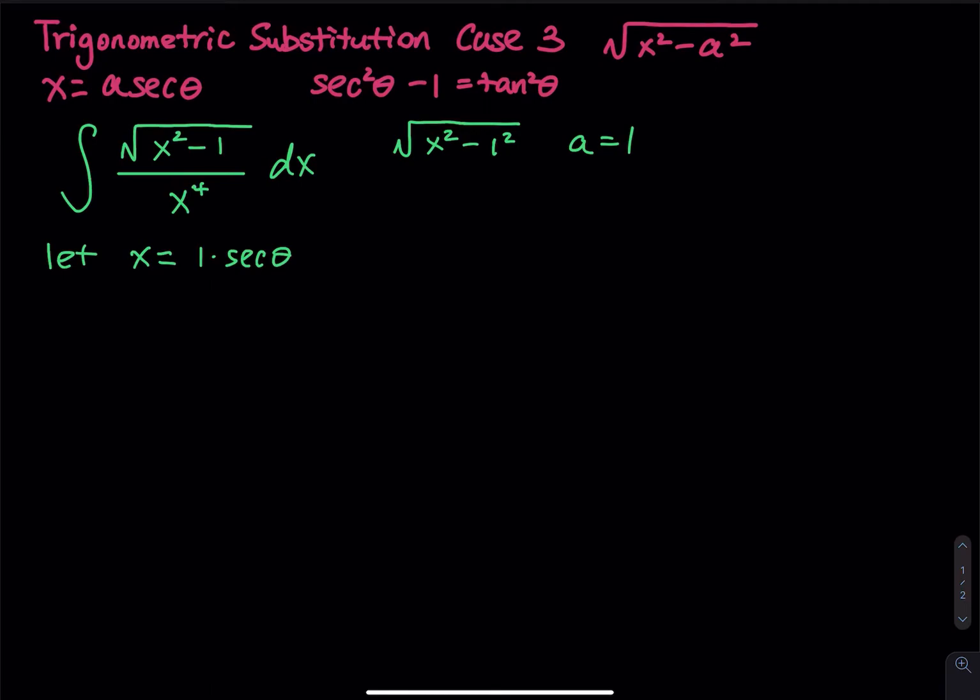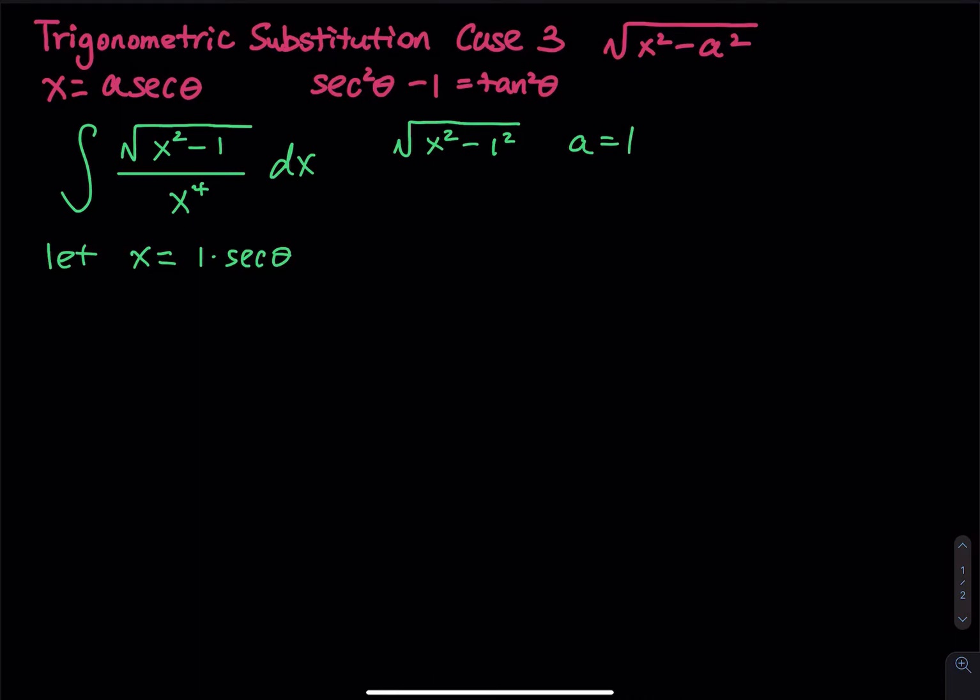This integral belongs to the case 3 of trigonometric substitution. In the square root, you see that there is an x squared minus 1. So 1 is 1 squared, so we let a equal 1. First of all, we have to let x equal 1 times secant theta.